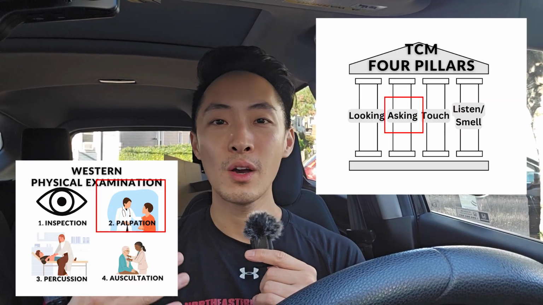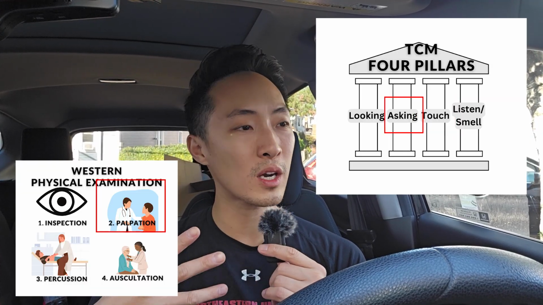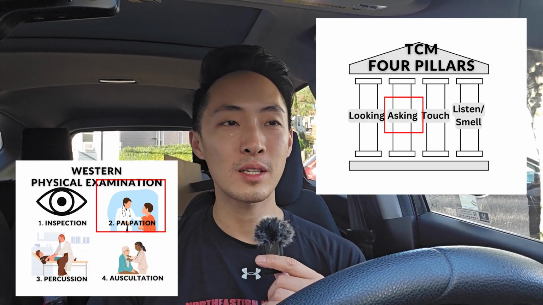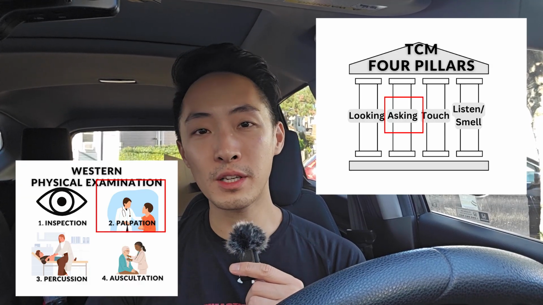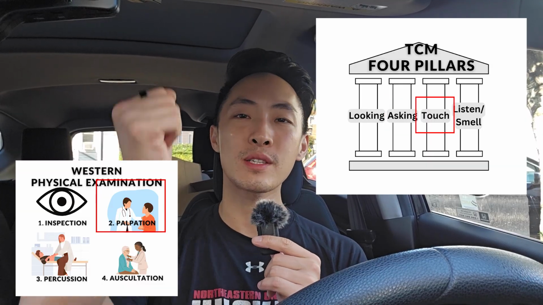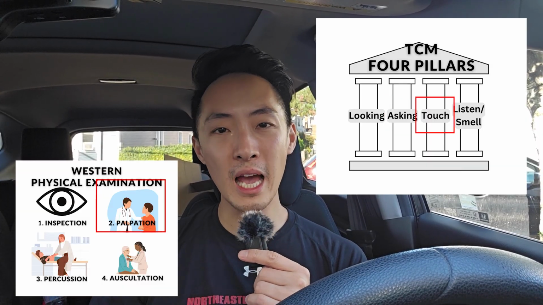You start asking, when did they start feeling these symptoms? What kind of pain do they have? Is it sharp and stabbing? Is it dull? Is it numbing? What kind of pain are they experiencing? And while you're doing this, you're palpating for any tender spots. You're also assessing for available range of motion that they have.